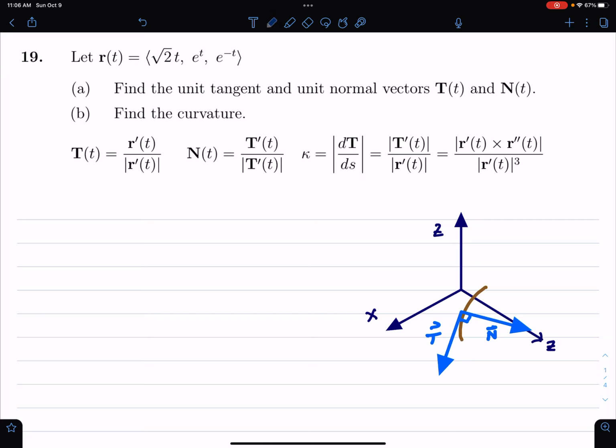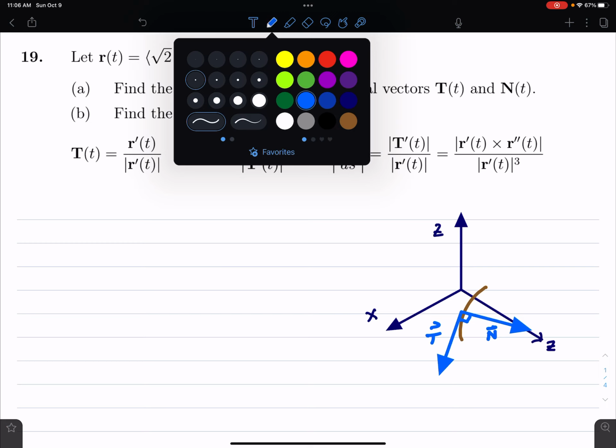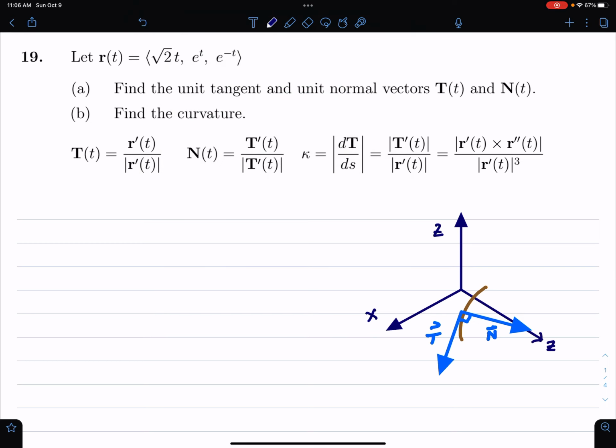And I have the formulas given right over here. And again, how do I know the curve is like this? I showed it in another video, a different video, which is problem number 3. So what I need to do is find r prime and then divide by its magnitude to find the unit tangent vector. So r prime is just found by taking the derivative of each of these component functions.